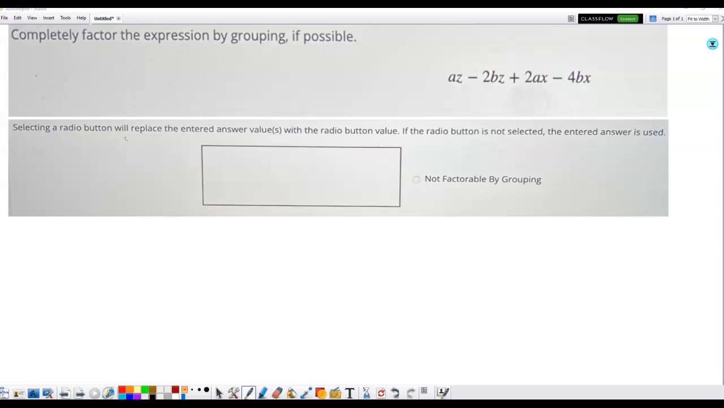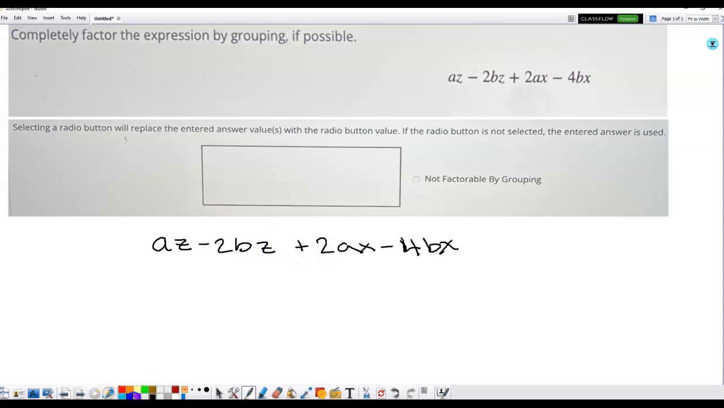In this problem, we are being asked to factor by grouping if possible, and they gave us the option to click that little radial button if it's not possible. Let's see what we can figure out. I'm going to first start by just writing this problem down so I can play with it instead of just looking at it and trying to figure out what's going on.